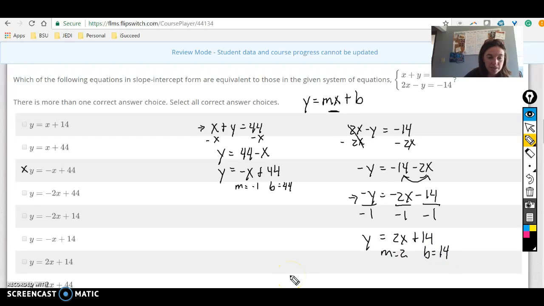So the other answer here is 2x plus 14, which is right there. Now, where those two lines intersect, I will have the solution to this system of equations. So let's go look at that now.